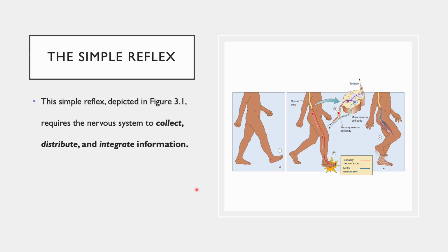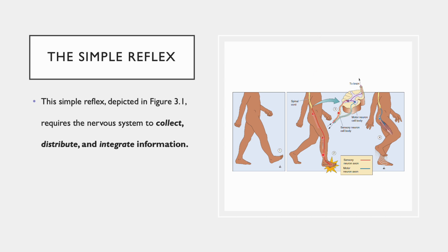We're going to start off today's lecture by talking about the simple reflex. Here, we have sensory neurons that can send information up the spinal cord via the dorsal root to nerve cells called interneurons. Interneurons send signals to areas of the brain that register pain, such as the medial prefrontal cortex.